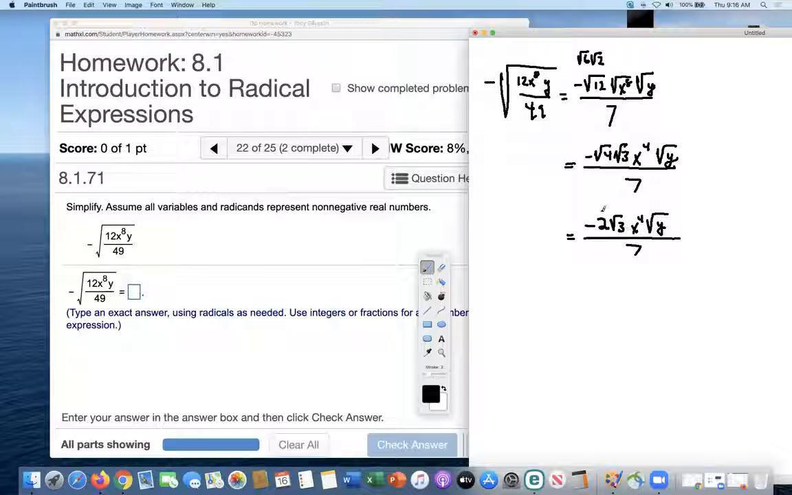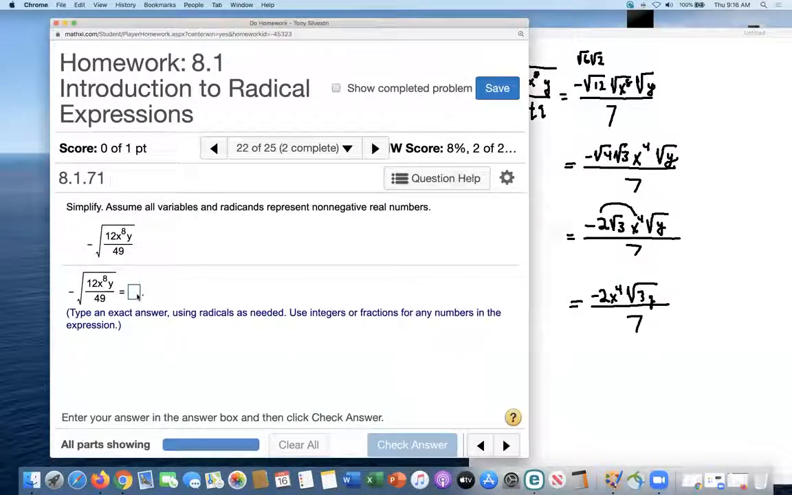What they want you to do is take all the whole number stuff and put it on the front. Still have a fraction. All the stuff with no square roots merged together. And these are two separate square roots that I can merge together into one house. 3y over 7. There's your answer.